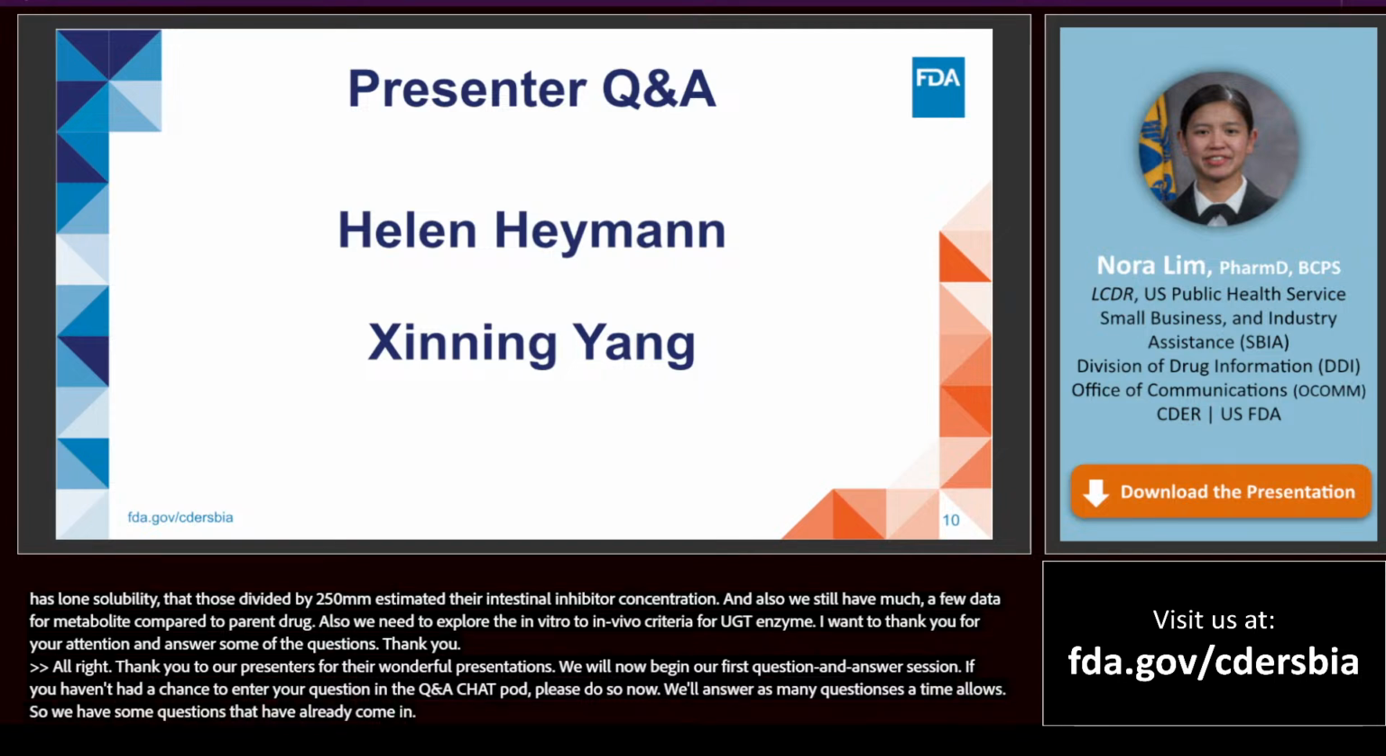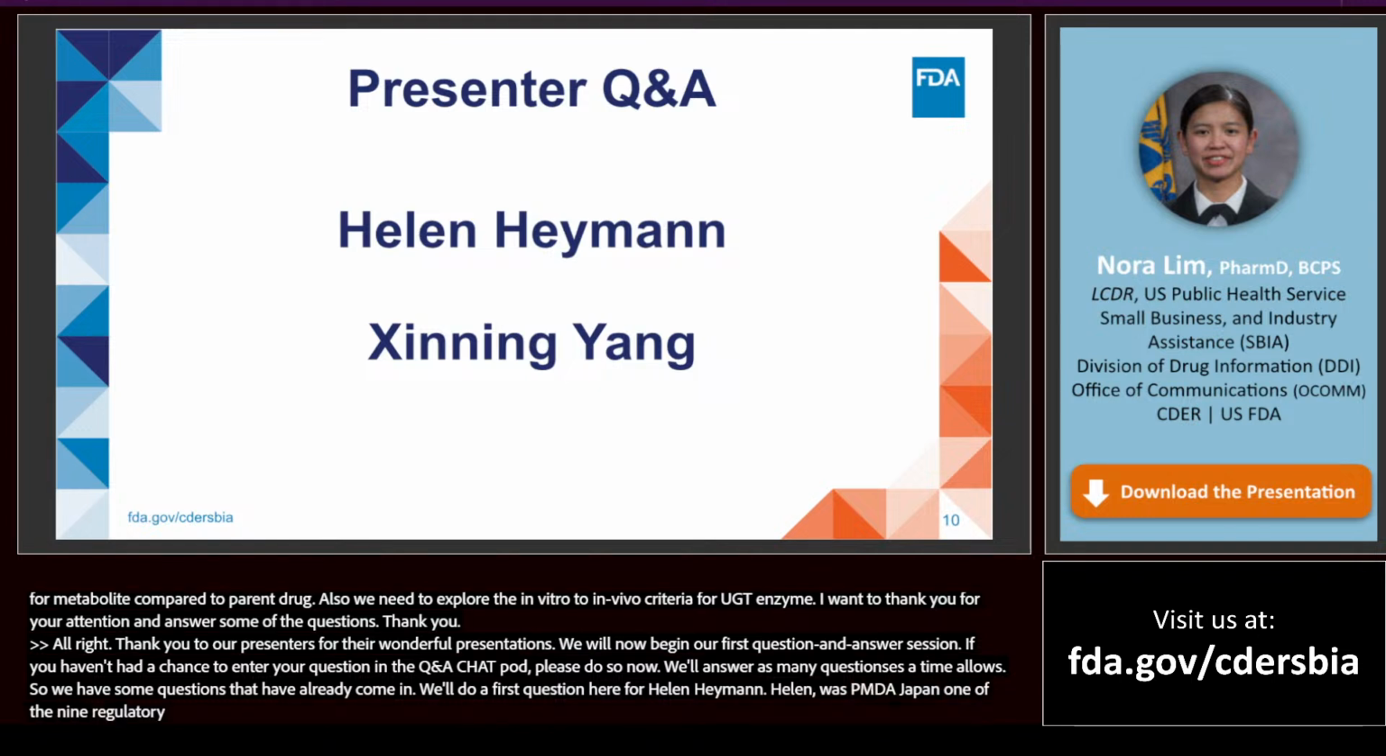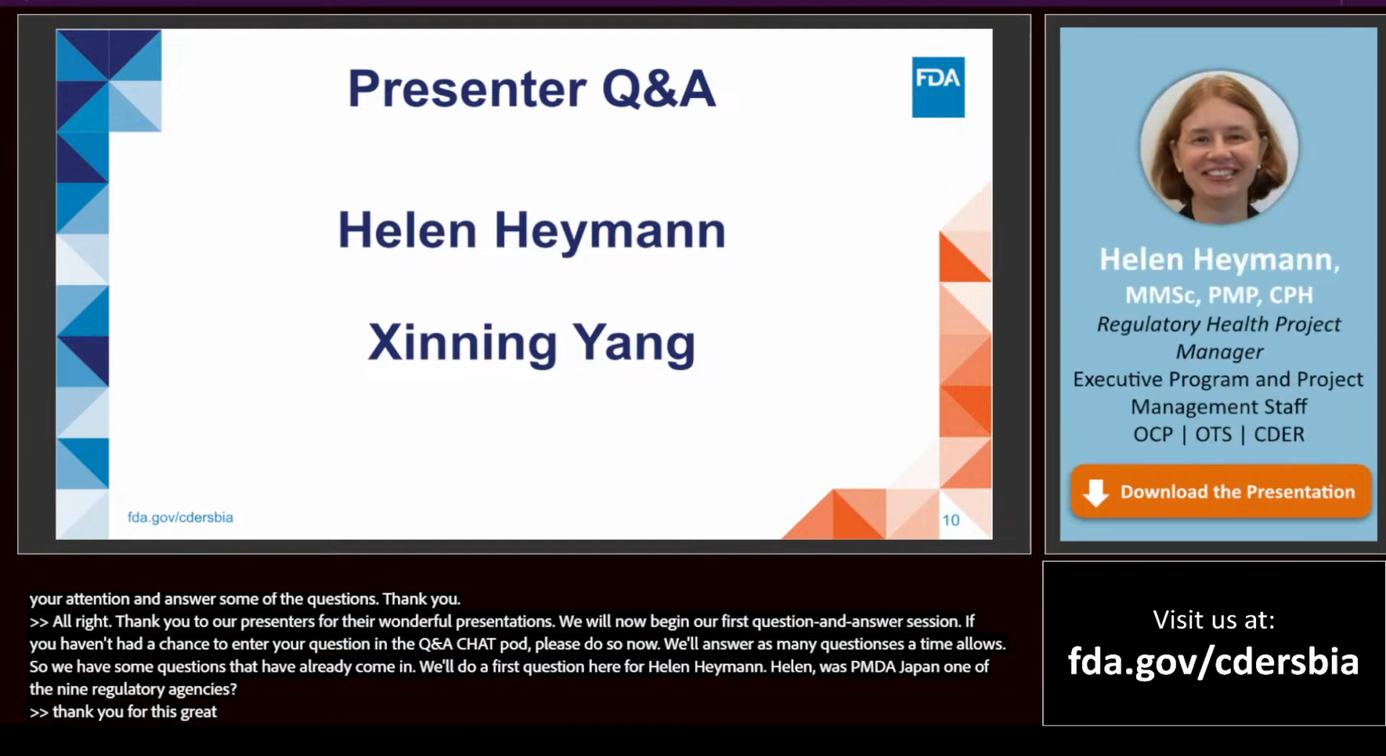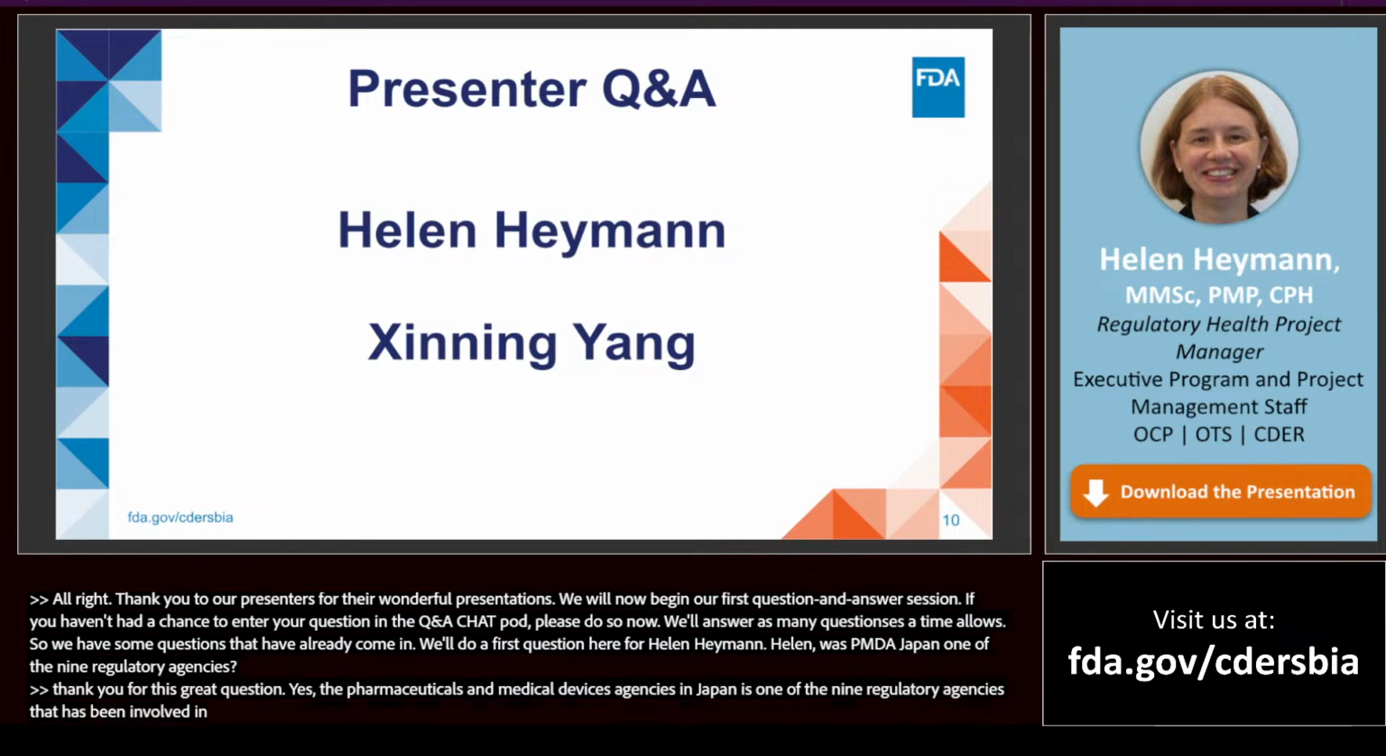We'll do a first question here for Helen Heyman. Helen, was PMDA Japan one of the 9 regulatory agencies? Yeah, thank you so much for this great question. Yes, the Pharmaceuticals and Medical Devices Agency in Japan is one of the 9 regulatory agencies that has been involved in the ICH guideline. It might perhaps be of interest that the chair of the expert working group is from PMDA. Thank you.